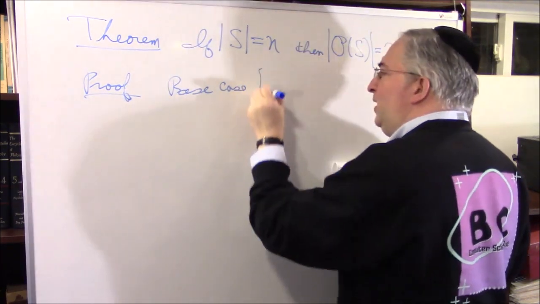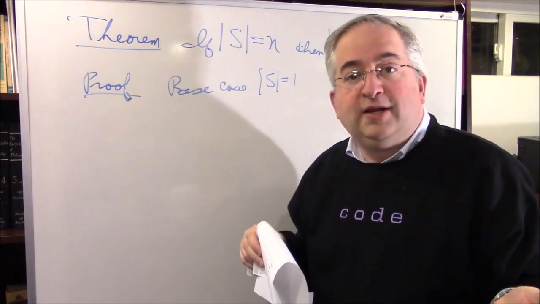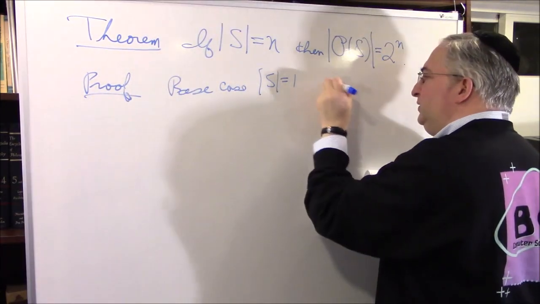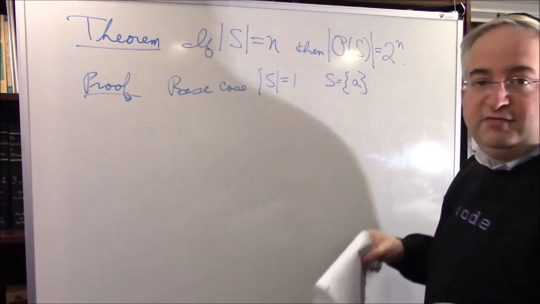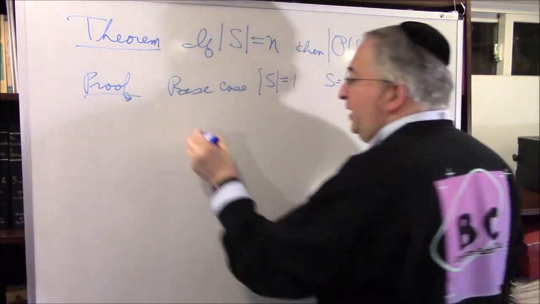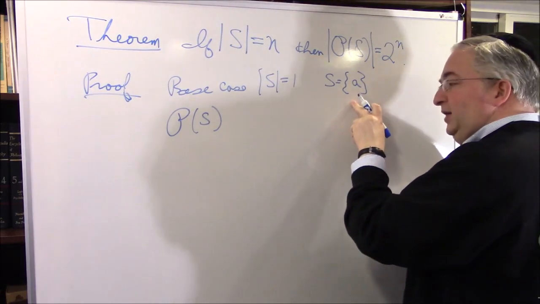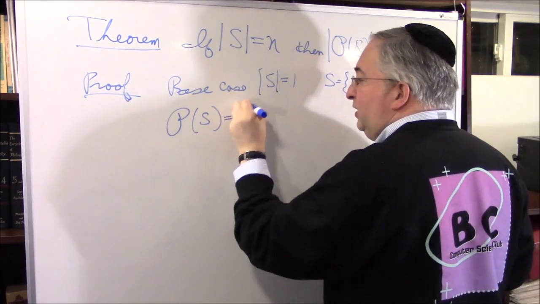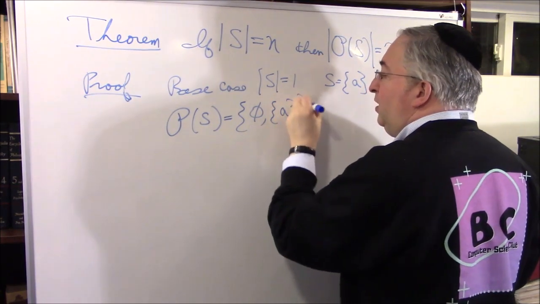Okay. S is equal to 1. Now, what does it mean, a one-element set? Well, that means S has just one element. It could be a set, it could be the element X, it could be the element Y, I don't care. But what's the power set of S in this case? It's the empty set and the set containing A.